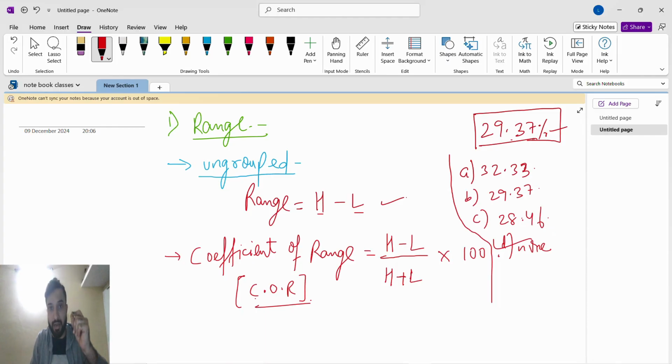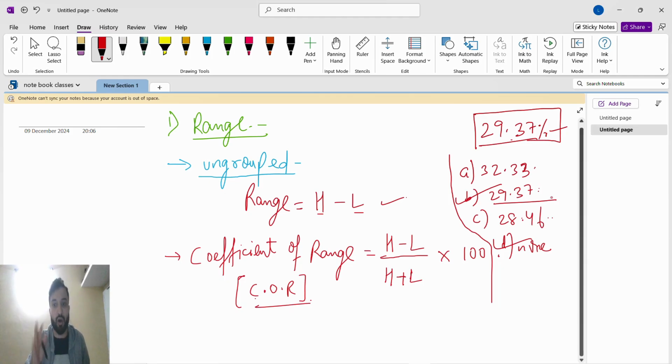If you get the answer 29.37% and the option is given in percentage, fine, you tick it. But if the option is not given in percentage, the answer is still 29.37. So remember, whether they give it in percentage or not, don't care about that. Just see your answer. If your answer is 29.37, check which option is 29.37 and tick it, because the possibility of none of these is very small, 0.0001%.